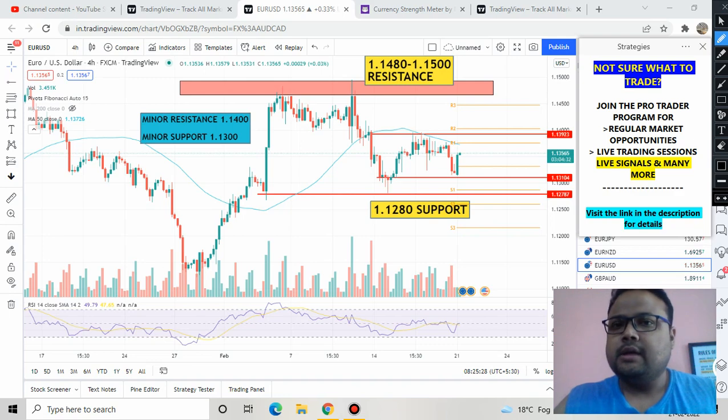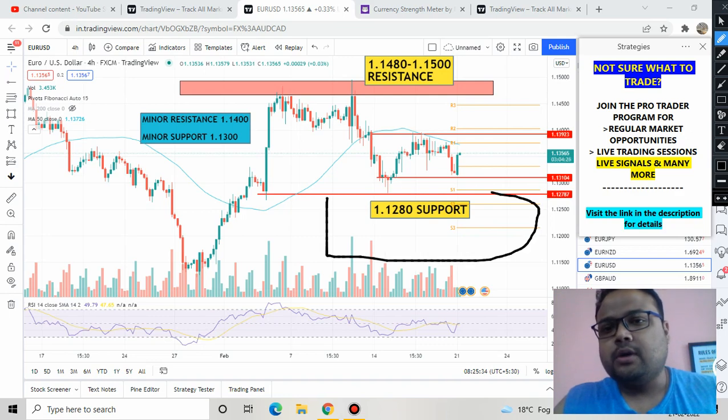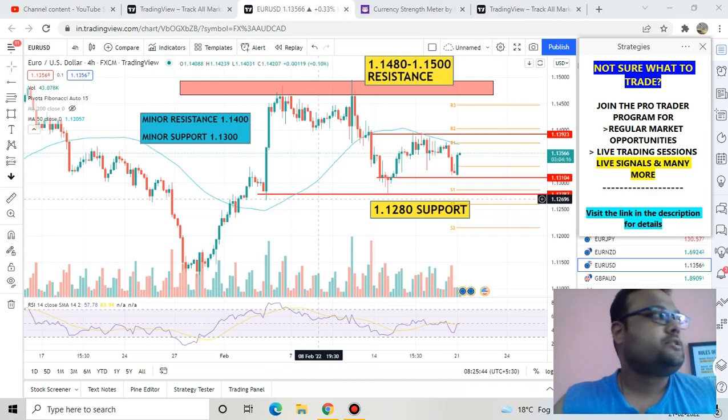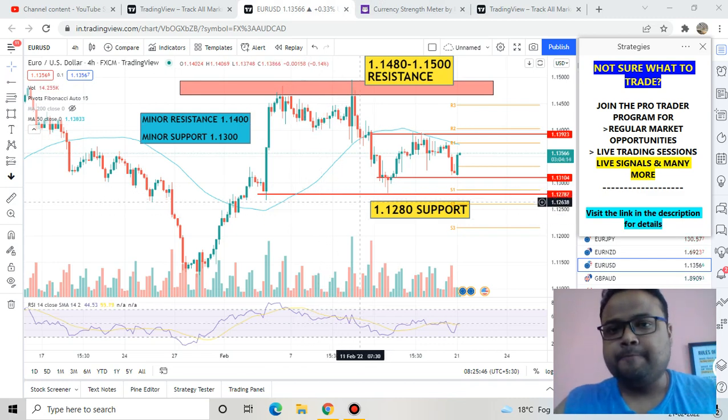Saturday. Just to mention, the strongest support is at 1.1280 and the strongest resistance is at 1.1480 and 1.1500. So these two are the strongest resistance and the strongest support in the market right now.